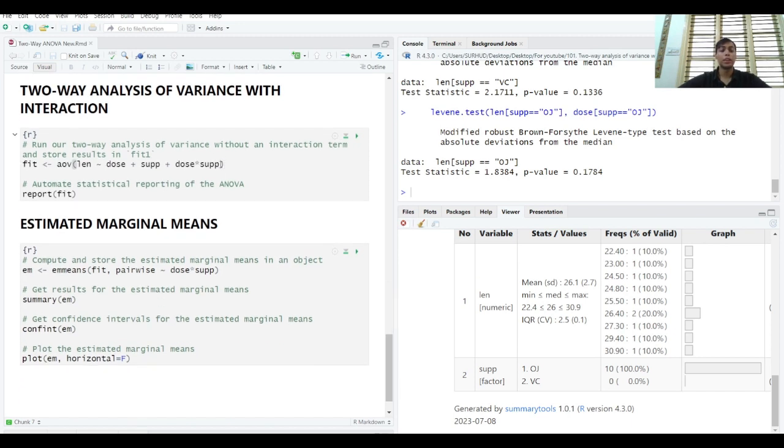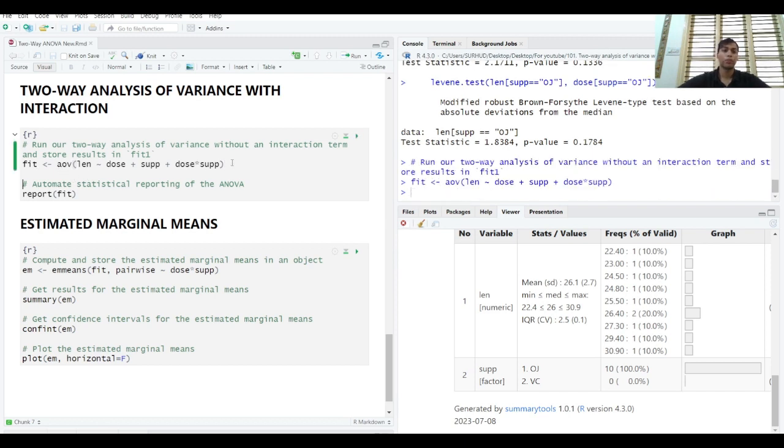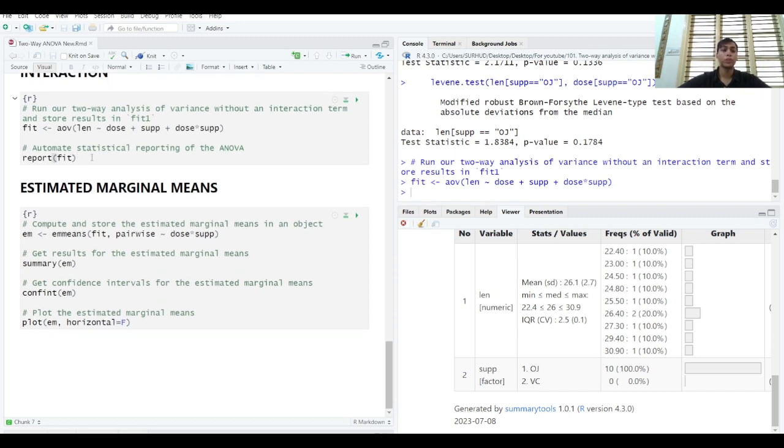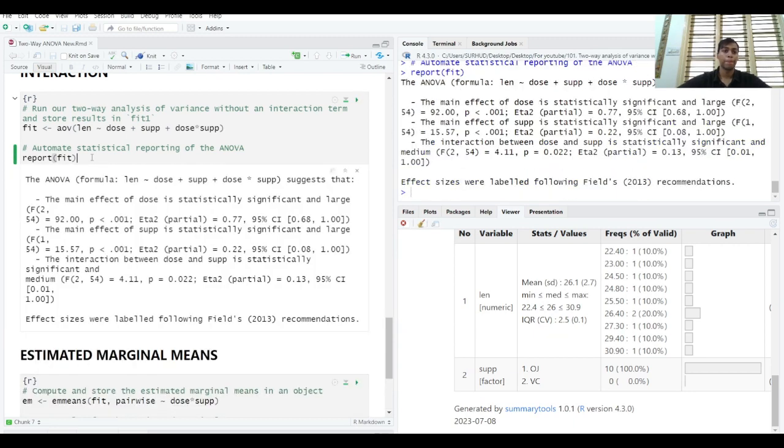So this could not have been done without using an interaction term. However, an interaction term, which can be done by just placing an asterisk in between these two independent variables, will help us to do just that. We'll store the results in an object we'll name fit. We'll run this and we will use the report function from the report library to automate our statistical report of the ANOVA. In this case, for complex analyses, this function is a lifesaver because it saves you a lot of time.